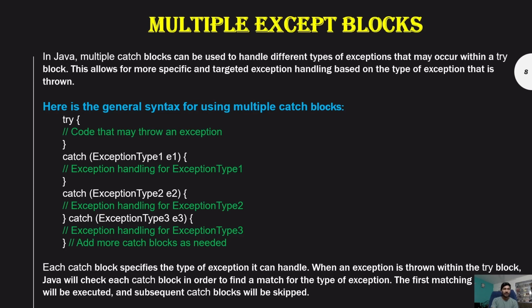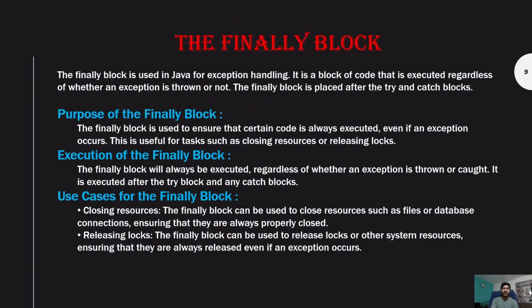Each catch block specifies the type of exception it can handle if an exception is thrown within the try block. Java will check each catch block in order to find a match for the type of exception. The first matching catch block will be executed and subsequent catch blocks will be skipped.